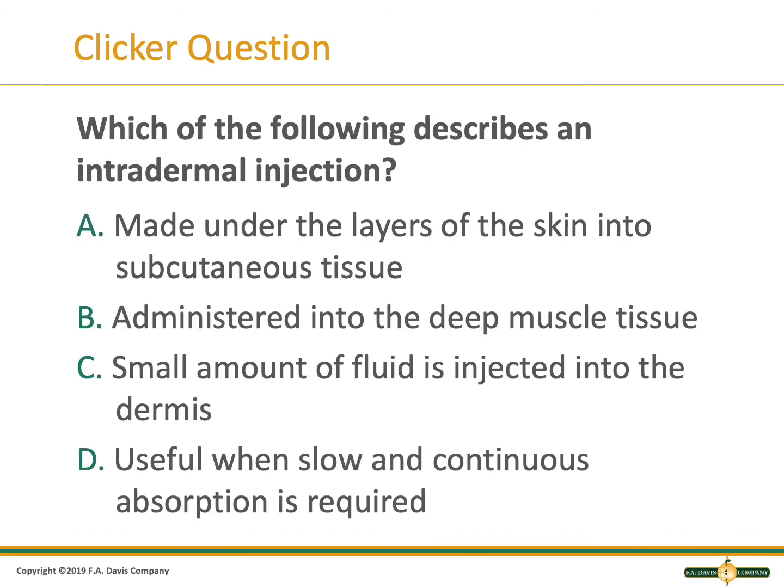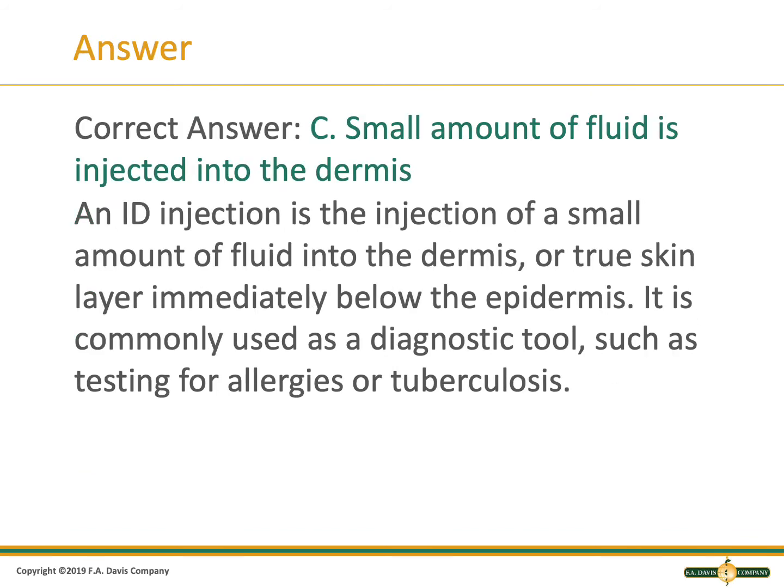Which of the following describes an intradermal injection: made under the layers of the skin into the subcutaneous tissue, administered into the deep muscle tissue, small amount of fluid is injected into the dermis, useful when slow and continuous absorption is required? And of course that answer is C, small amount of fluid is injected into the dermis. An intradermal injection is the injection of a small amount of fluid into the dermis or true skin layer immediately below the epidermis. It's commonly used as a diagnostic tool, such as testing for allergies or tuberculosis.